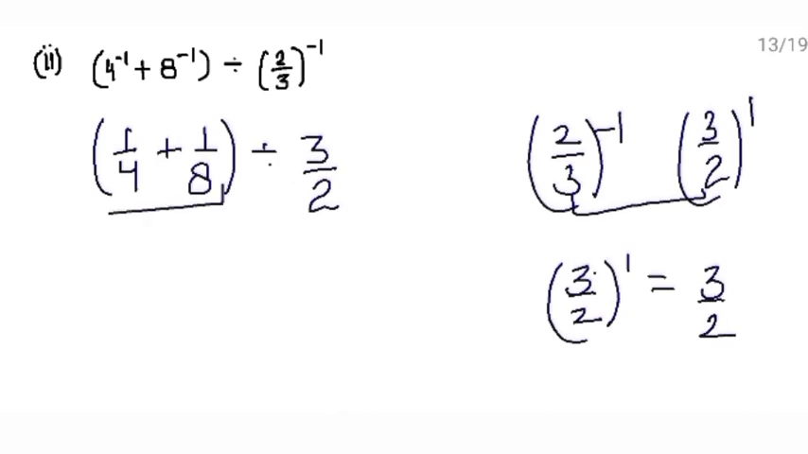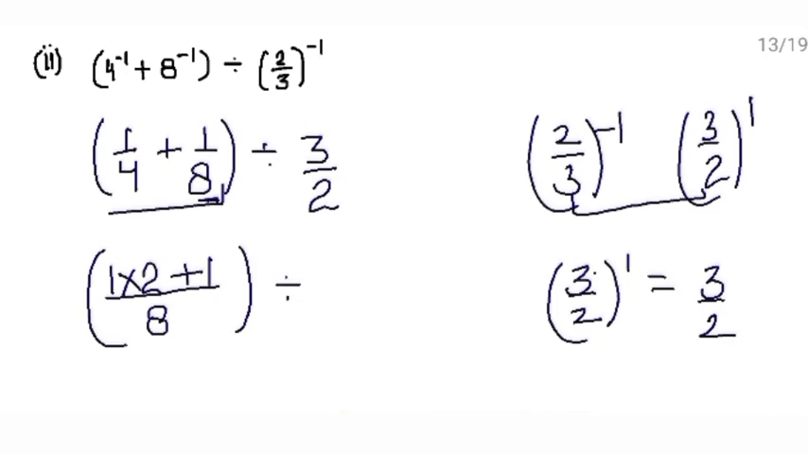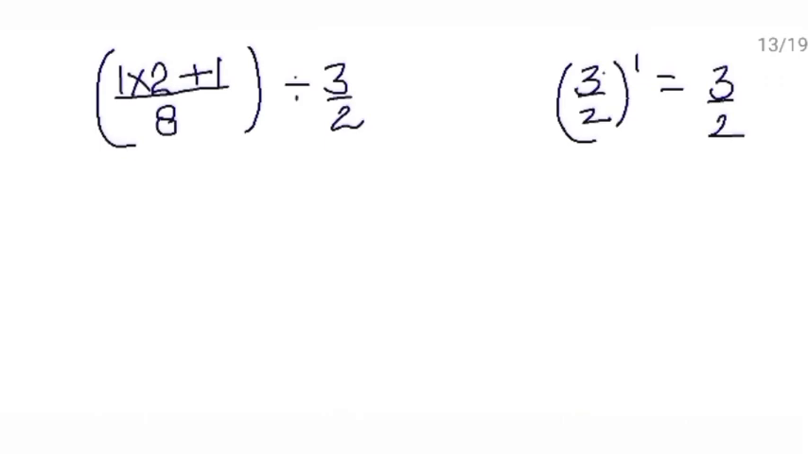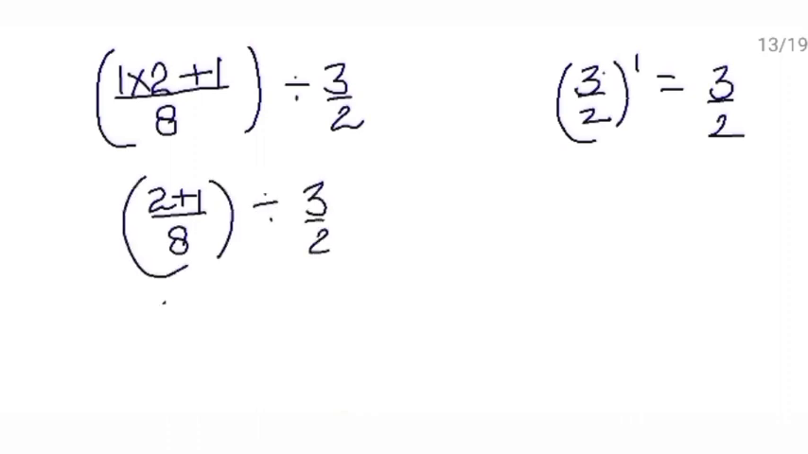Now you will solve this bracket. Take the LCM of these denominators. LCM will be 8. Now 4 2s are 8. So multiply the numerator by 2. This is already 8. So no need to multiply with any number. 3 upon 2. Now this is 2 ones are 2 plus 1 upon 8. Bracket divided by 3 upon 2. 3 upon 8 divided by 3 upon 2.